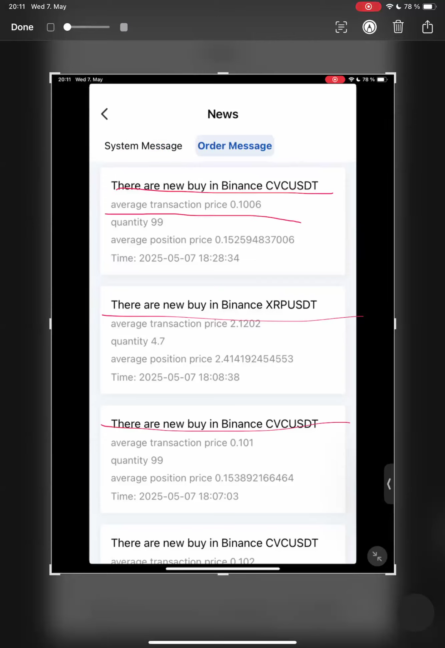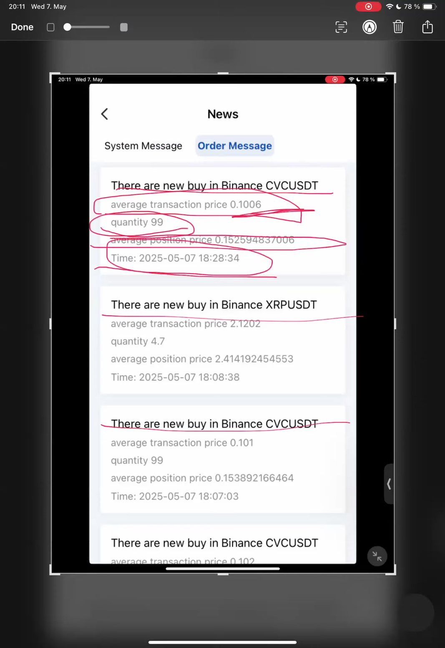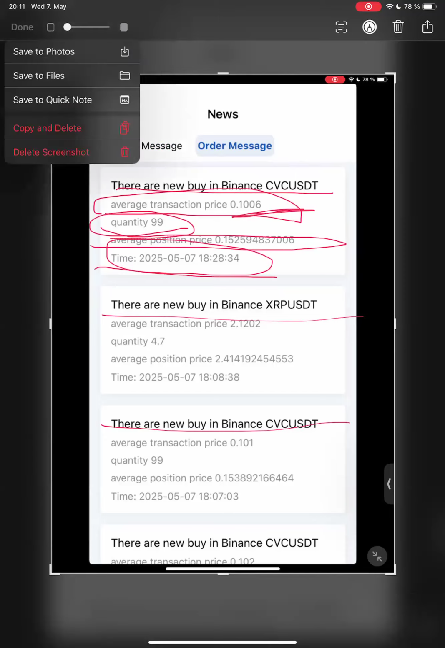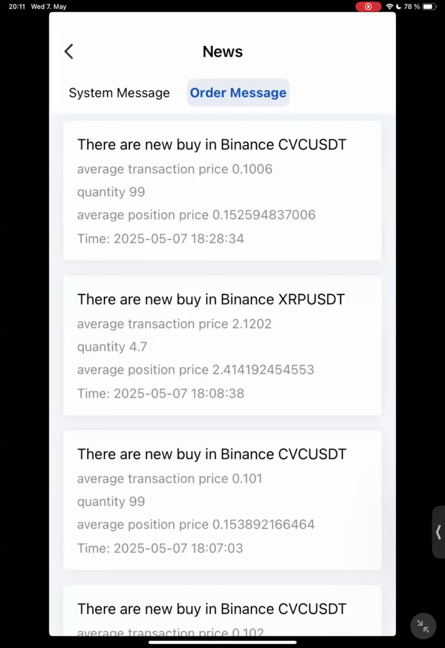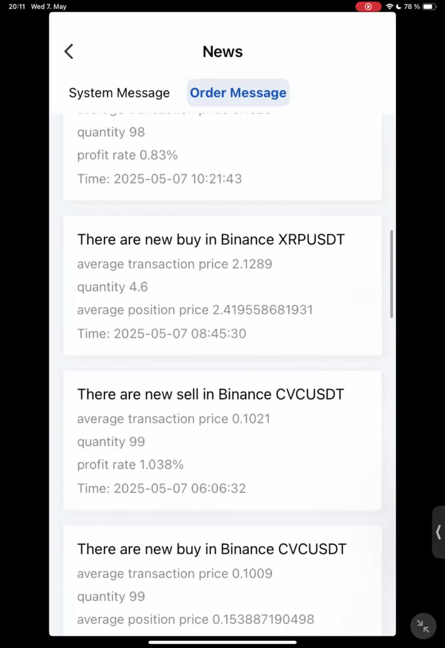This is the average transaction price it bought at, meaning the price at which it bought. Then the quantity it bought for you. Then the average position price as well. Now, we have the time and the date located here for you to know the time the transaction took place. Now let's look for a sell.